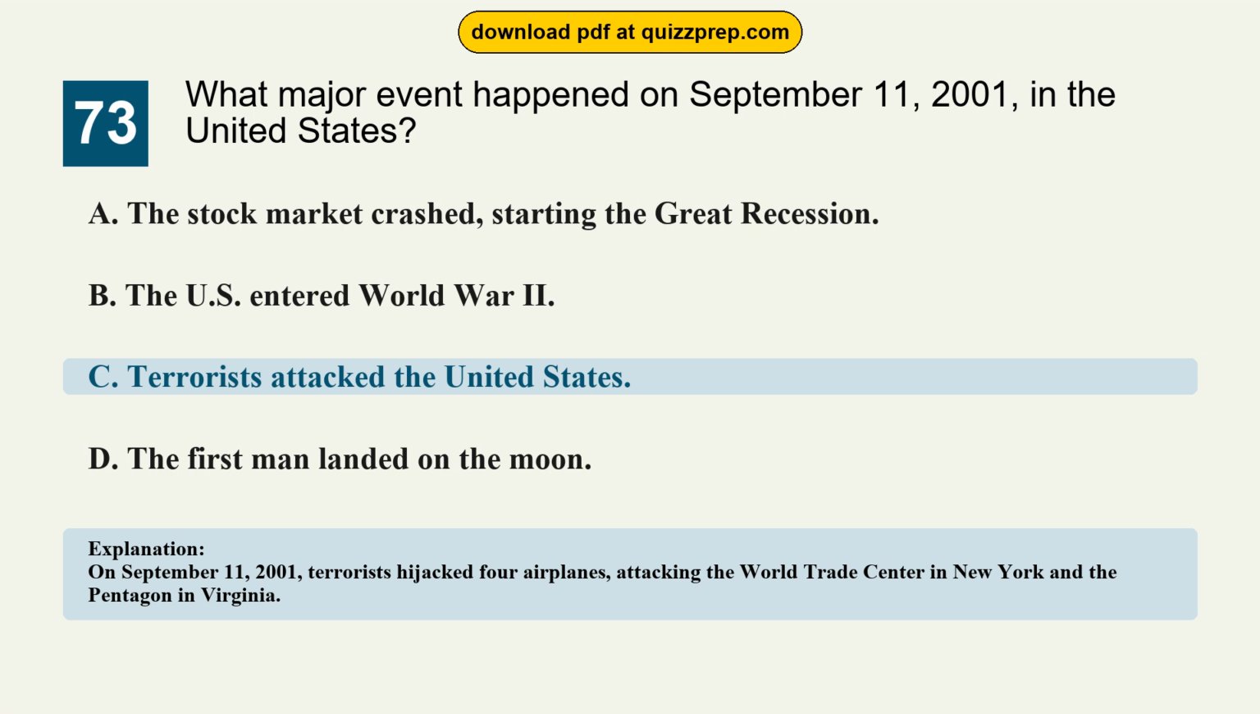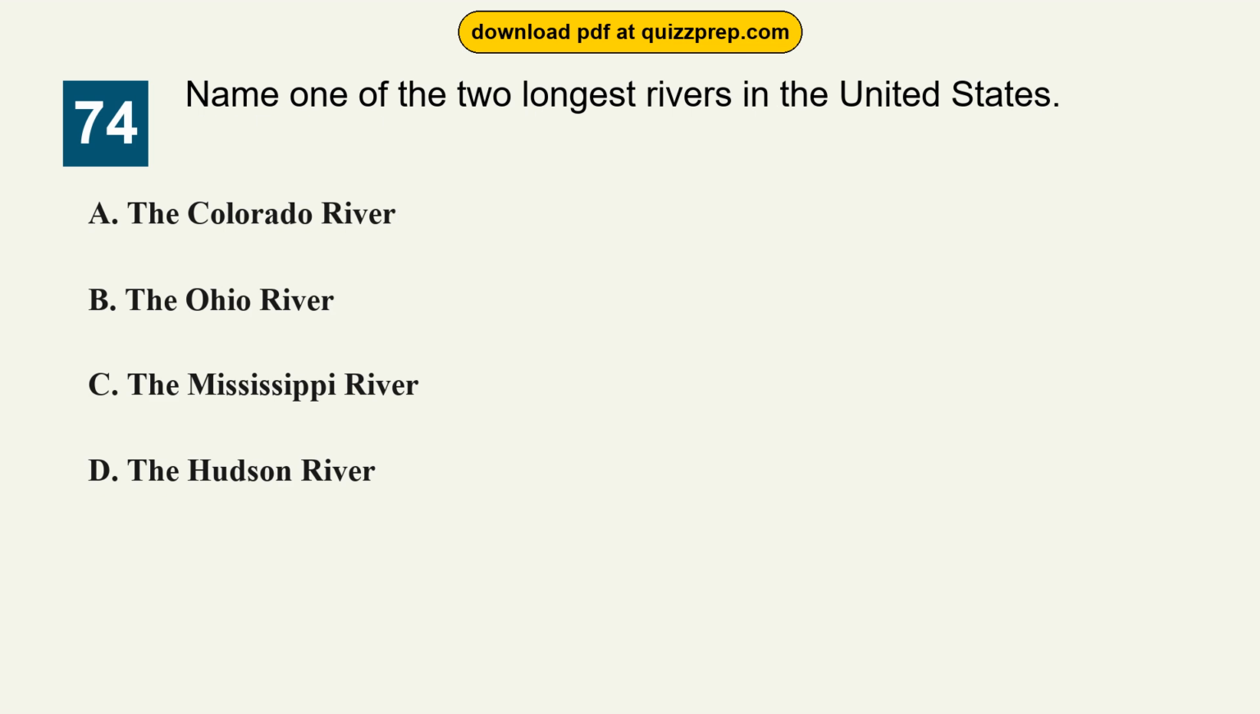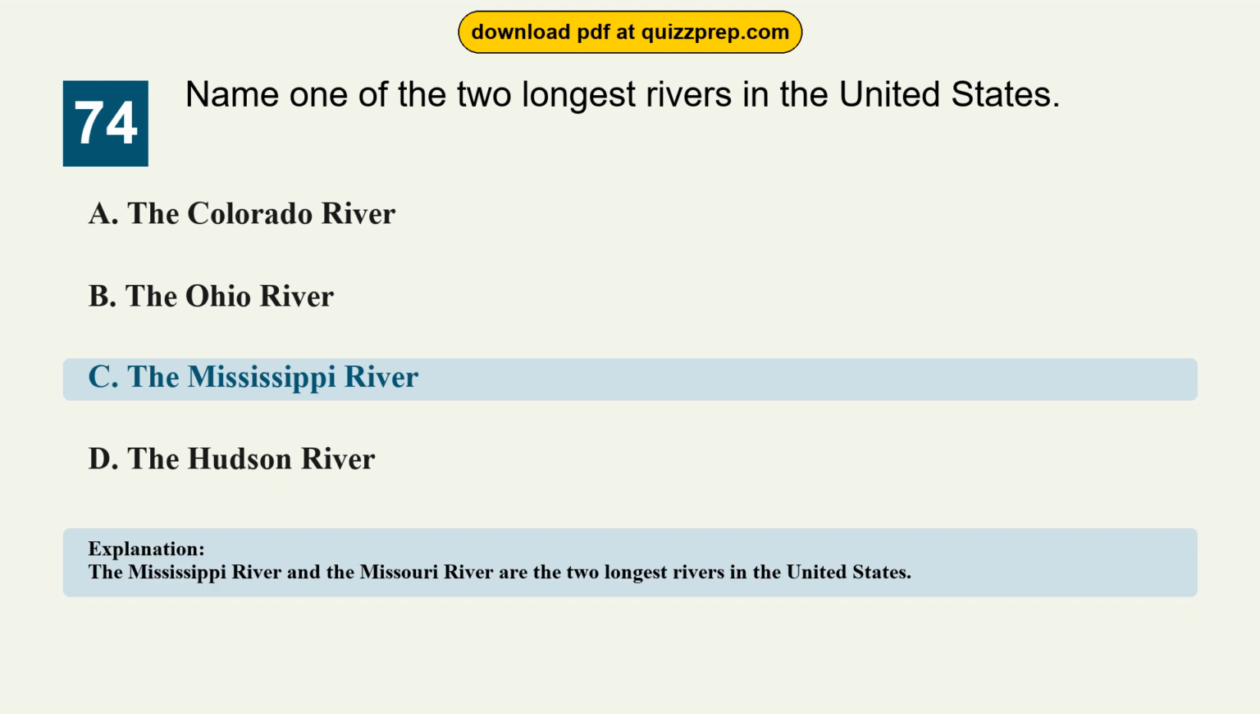Question 74. Name one of the 2 longest rivers in the United States. Option A, the Colorado River. Option B, the Ohio River. Option C, the Mississippi River. Option D, the Hudson River. The correct answer is option C, the Mississippi River. The Mississippi River and the Missouri River are the 2 longest rivers in the United States.